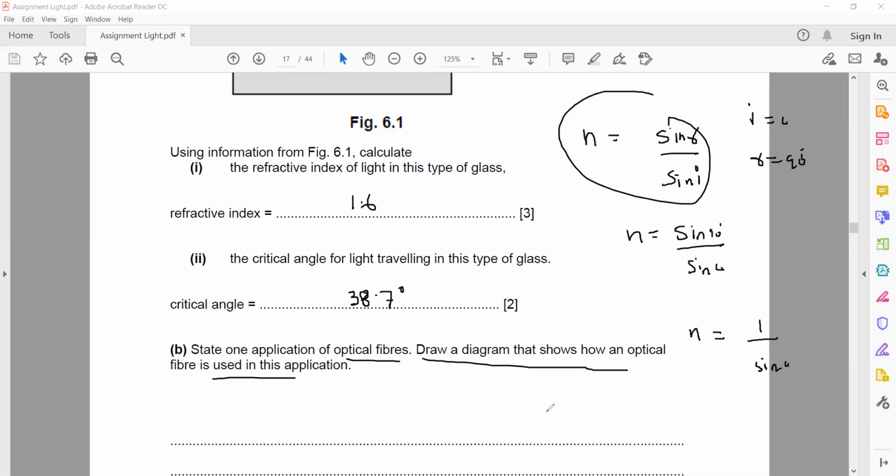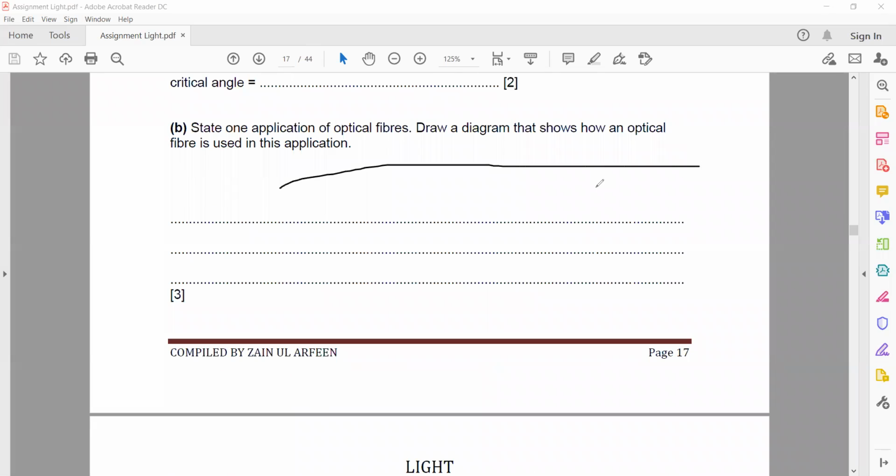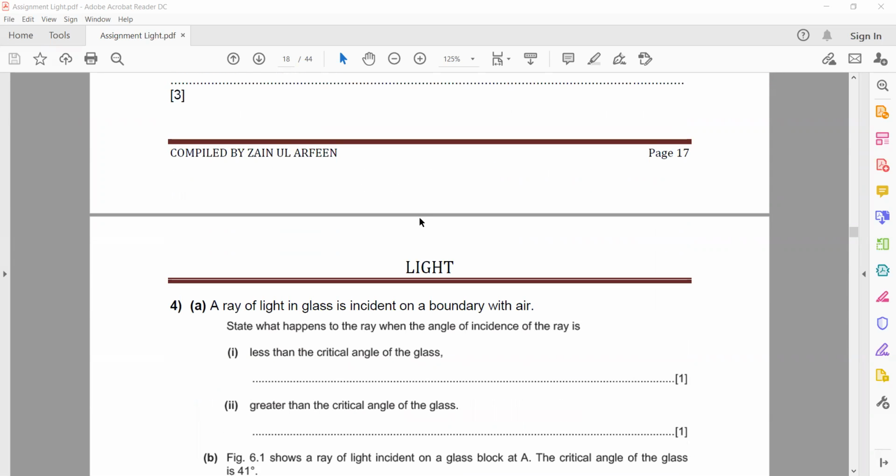So how does it occur? When you are making a phone call, your information is converted in the form of light, and this light will travel through the optical fiber, undergo total internal reflection, and be received by the person you are trying to call, and you can communicate. So you can either mention medical use, or communication through wire, or endoscopy.